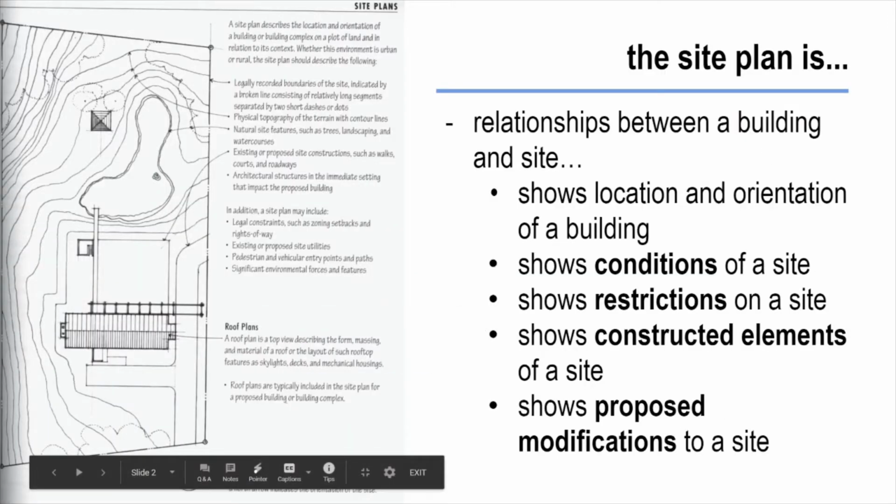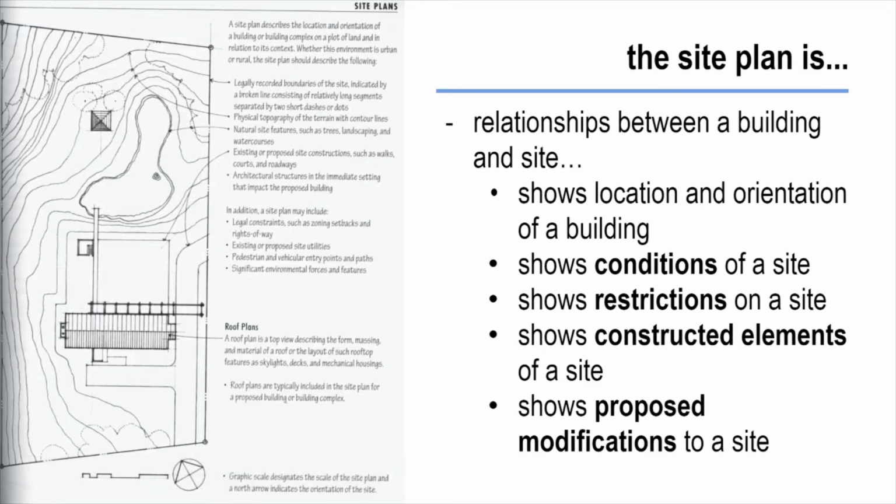But to review, the site plan is that overall area, the piece of land that you're going to be building on, or the property that was purchased. And it shows how our building is going to sit on that site, any modifications that we have to make to that site, and also the restrictions for that site as well.